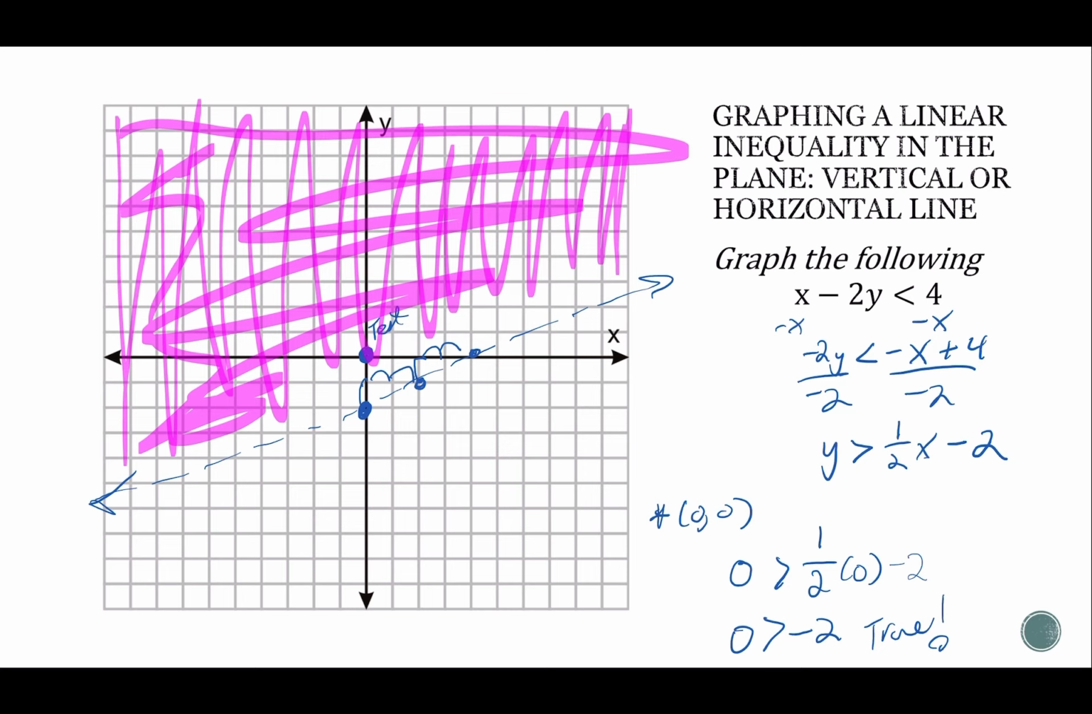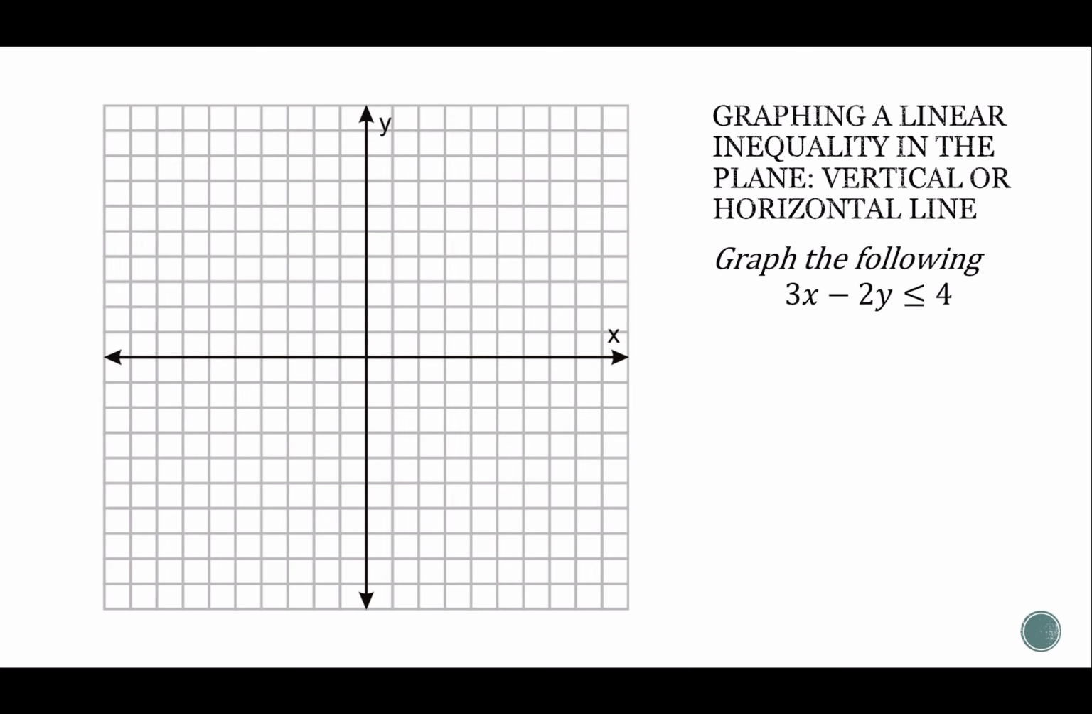So for our next example, we're going to do the same thing. I have 3x minus 2y is less than or equal to 4. I subtract 3x from both sides. -2y is less than or equal to -3x plus 4. I divide both sides by -2. That means I flip my sign. I have y is greater than or equal to 3/2 x minus 2.